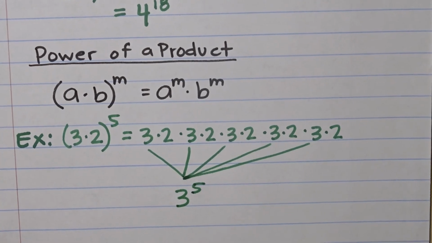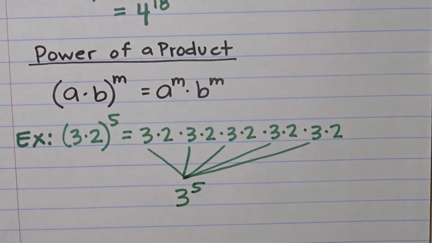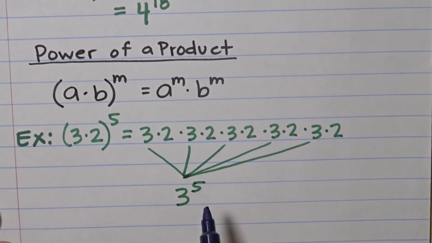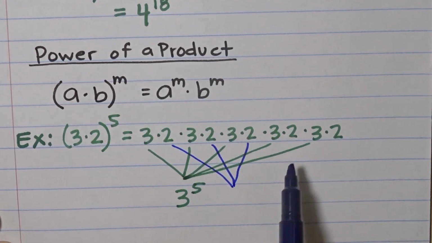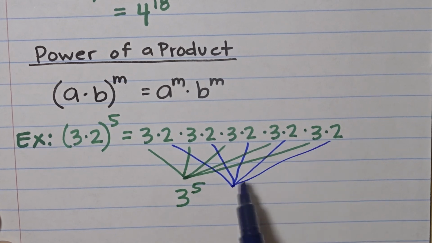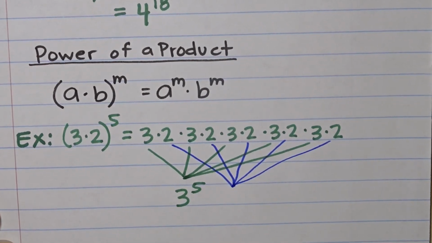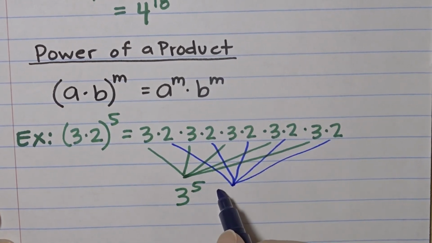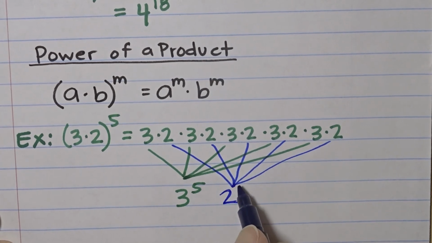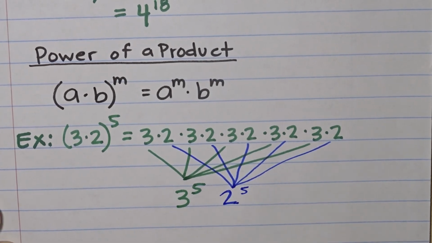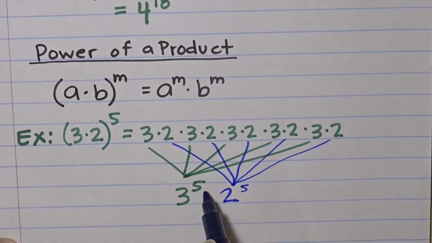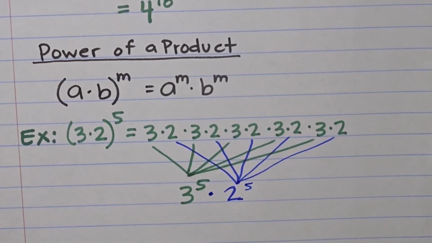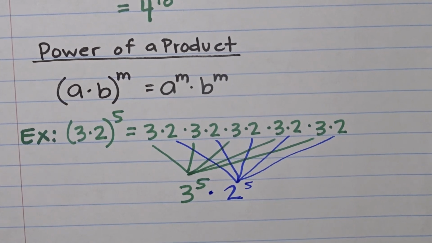Okay, and I'm just going to switch colors so you can see. Now I'm going to take all my 2's. 1, 2, 3, 4, 5. So now I want to take all my 2's together and multiply all of those together, and I'm going to have 2 multiplied by itself 5 times. It doesn't matter what order I do that in, but I'm organizing, taking all my 3's first, then all my 2's.